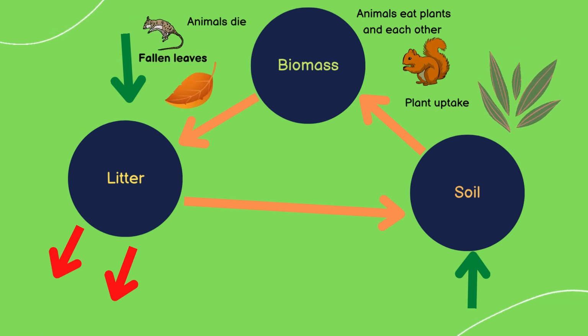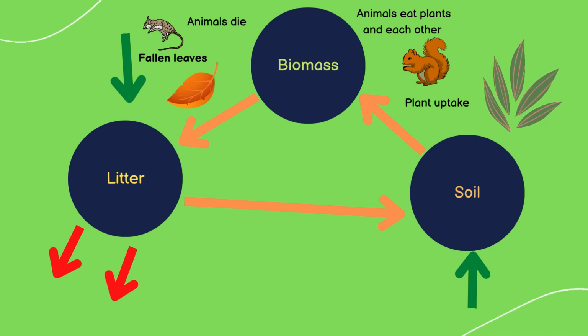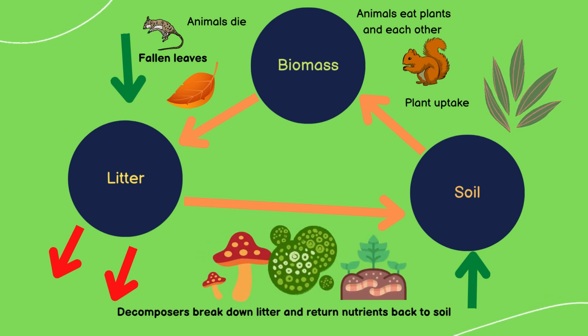As animals die and leaves fall from the trees, the nutrients are now transferred from biomass into litter. The dead litter will now lie on the surface, as the decomposers will then break them down. As they do this, the nutrients will end up back in the soil, and the process repeats all over again.